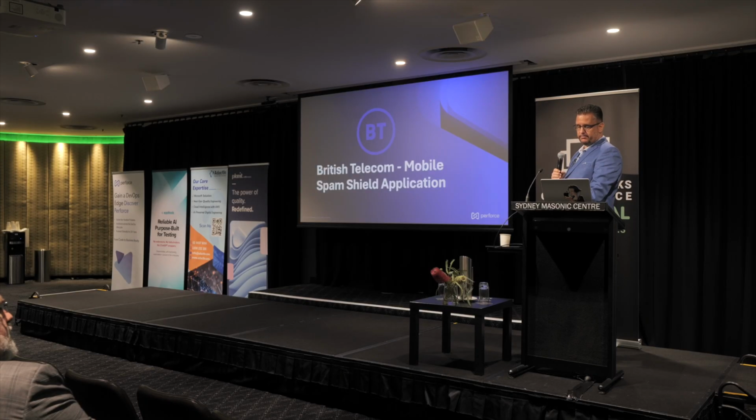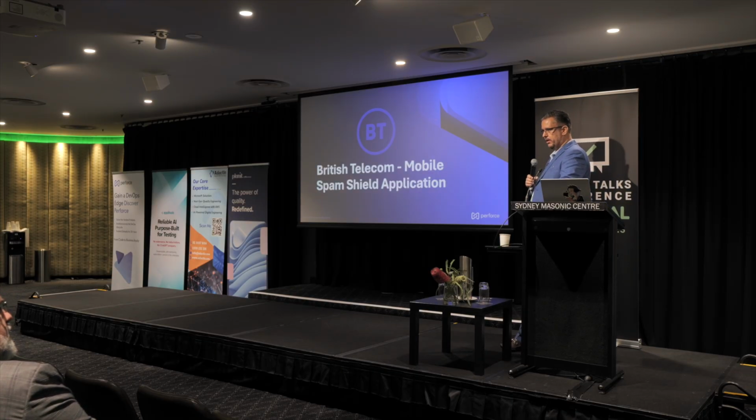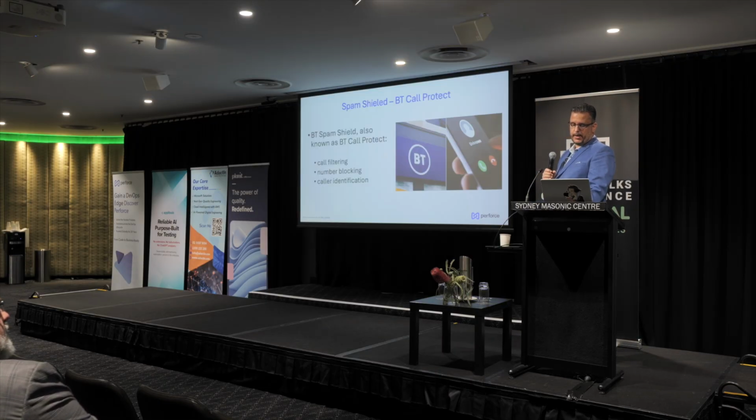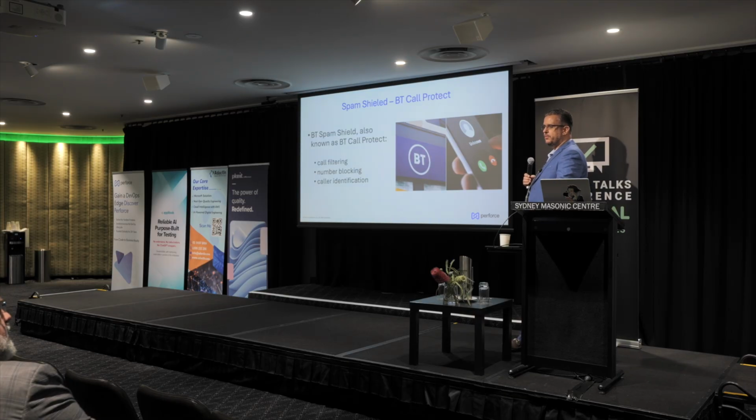So with that said, we are going to talk about an application from British Telecom, which is a mobile application called the Spam Shield application. Basically, the Spam Shield application, or as they call it, BT Call Protector, helps BT customers, enterprise and private, do call filtering, number blocking, and caller identification, and generically stop spam and fraudulent calls on their application.